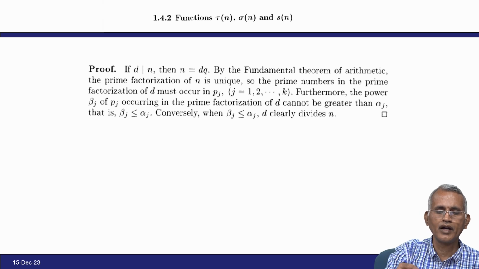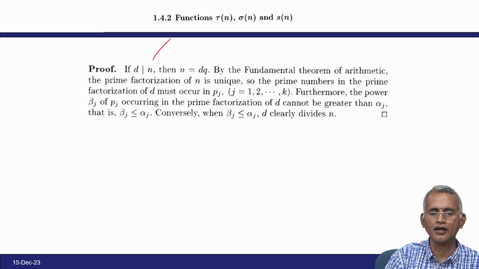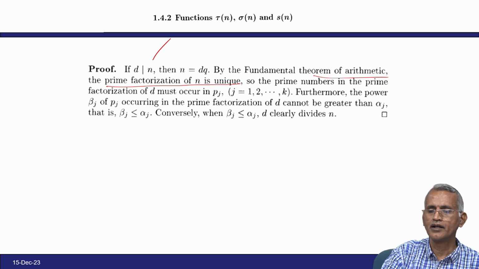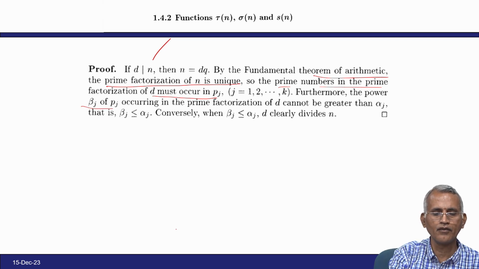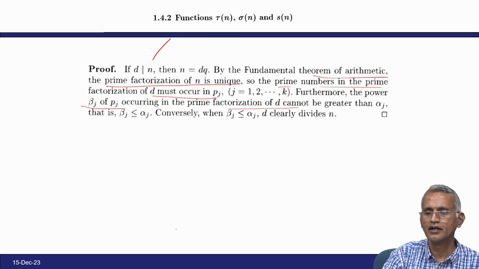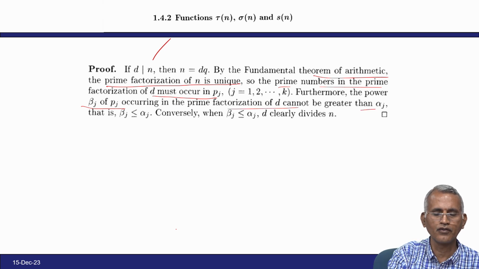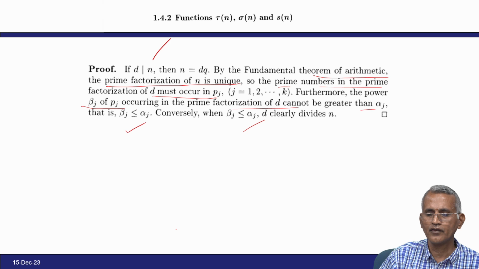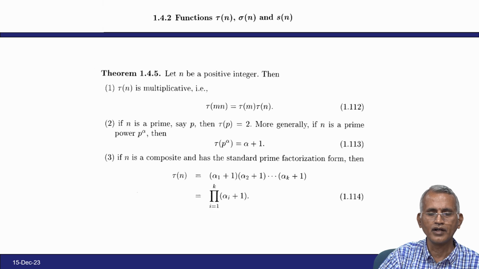So, if d divides n, that is, n can be expressed as d times some number, by the fundamental theorem of arithmetic the product of prime factors can be written in a unique way. Therefore, the prime numbers in the factorization of d occur in p_j. Further, the power beta_j of p_j occurring in the prime factorization of d cannot be greater than alpha_j. Therefore, beta_j is less than or equal to alpha_j. Conversely, if beta_j is less than or equal to alpha_j, d clearly divides n. So, this way we can express the function.